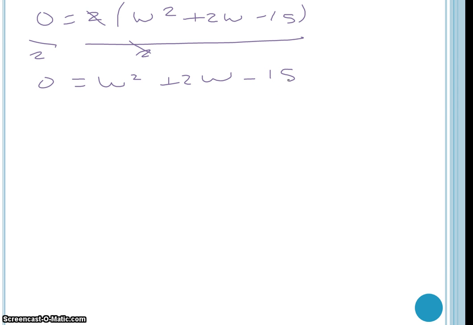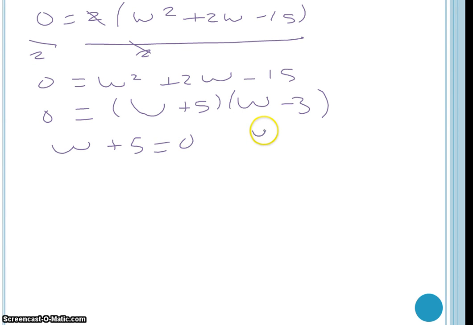And you can use the box method, so two numbers that add to be 2w and multiply to be minus 15, and you put it into the box. You can see that this is w plus 5 times w minus 3 when I factor it. And you can FOIL it to confirm. Then I'm going to set each equal to 0. W plus 5 equals 0. W minus 3 equals 0. So I get w equals negative 5, or w equals 3.